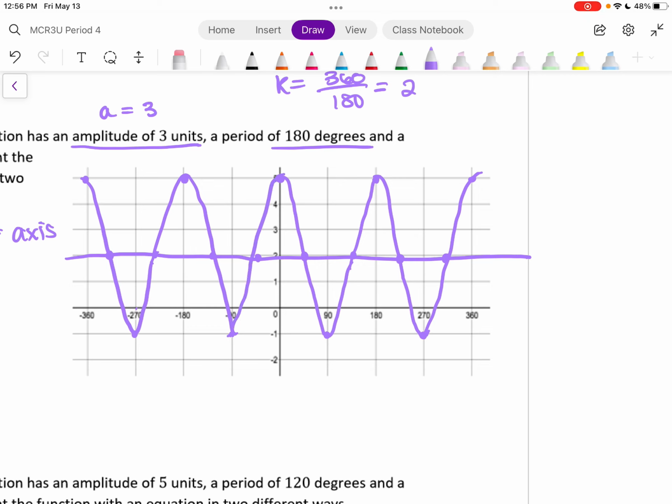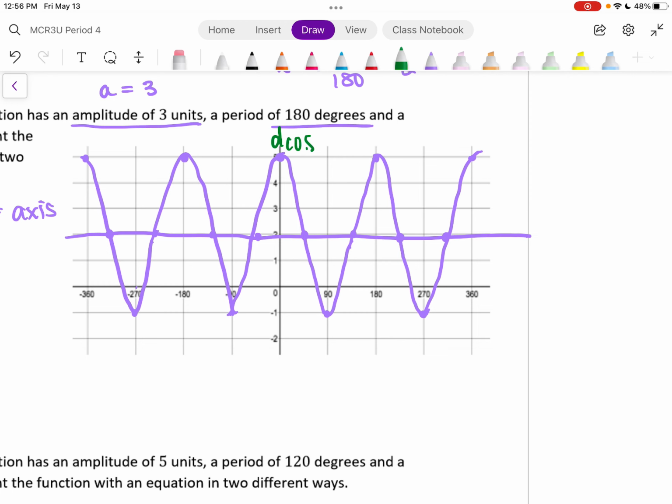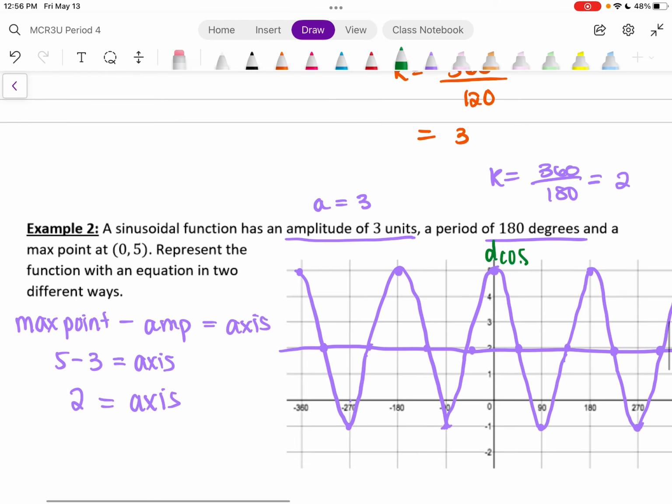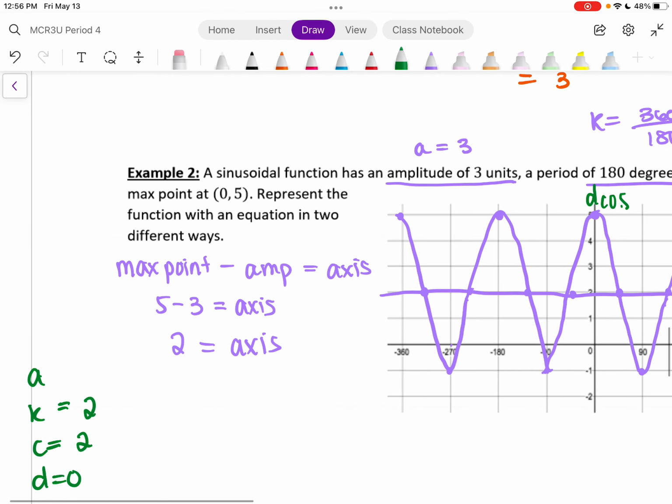And it says represent the equation in two different ways. So we want to write it as a sine function and as a cosine function. Obviously, the cosine is right here, so it's easier to write this originally as a cosine function and then deal with the shifts after, right? So let's write this as a cosine function. We have our a, k, c, and d values. So our d is 0, our c is 2, our k is 2 as well, right? And our a was 3.